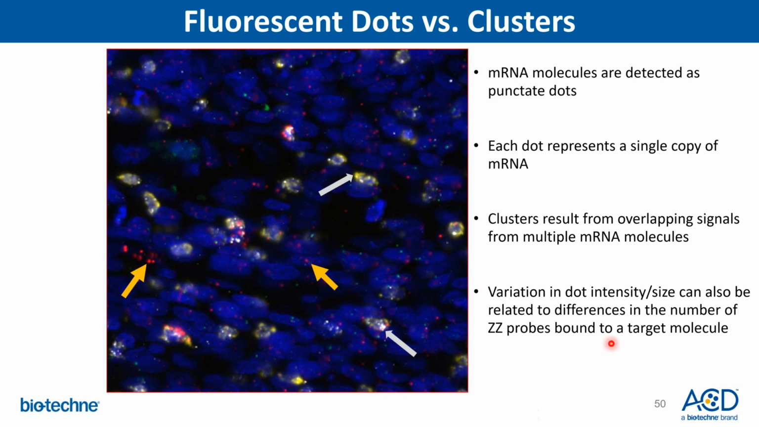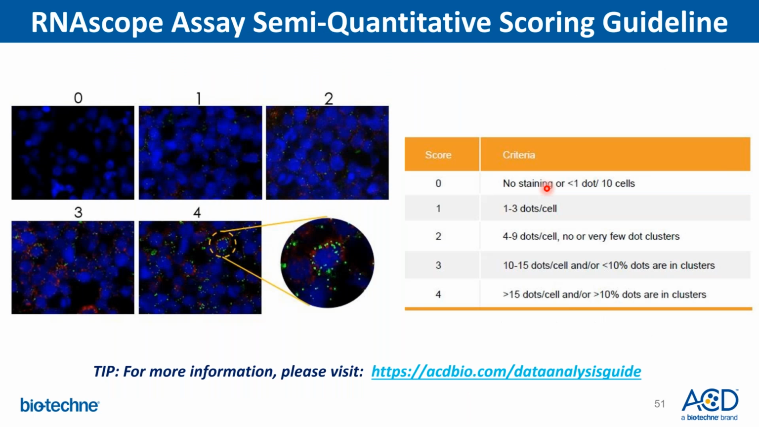However, you can also have variation in dot size and intensity, which is related to differences in the number of ZZ pairs that are bound to the target molecule. In a scenario where you have more ZZ pairs bound, the dot would be brighter or stronger, as shown here, as opposed to a scenario where you would potentially have fewer ZZ pairs bound. But the thing to remember, as I mentioned at the start, is that each dot represents a single transcript, and it's the number of dots that is important and not the size or intensity of the dots. With regard to the scoring guideline, we have two options. You can do the semi-quantitative scoring as shown on the slide here.